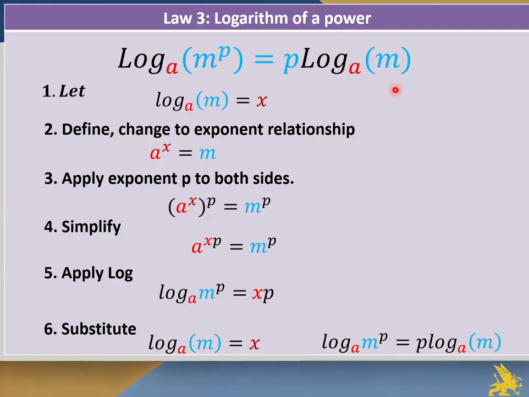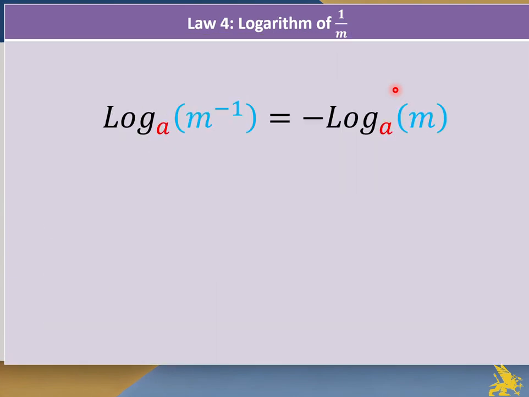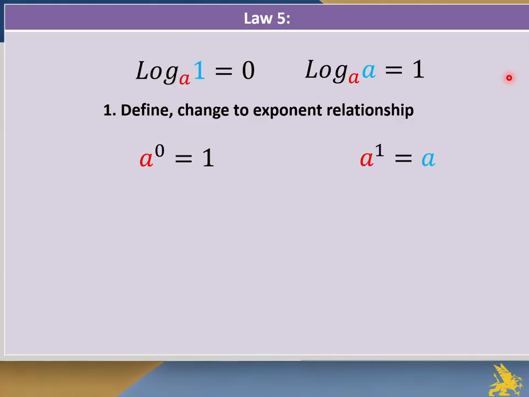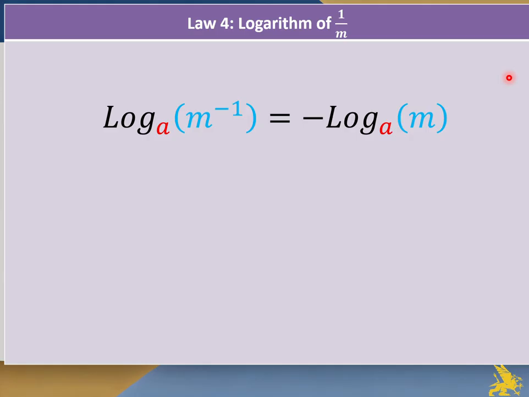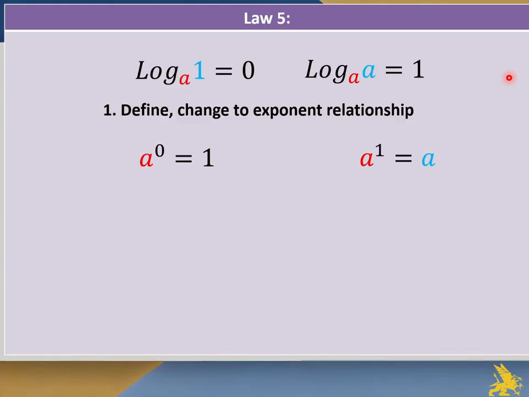It's important that we see this and understand where it's all coming from, because it's not just about applying these rules, it's understanding them. Then we've got our next one that we're going to go over, which is log base a of m to the power of -1 is equal to negative log base a of m. This is going to be similar to what we did before, so I'm not going to go over this too much. Same with this one, I'm not going to go over it too much, because whenever we've got a to the power of 0, we already know it's going to be 1. So that's why we get log base a of 1 is equal to 0.